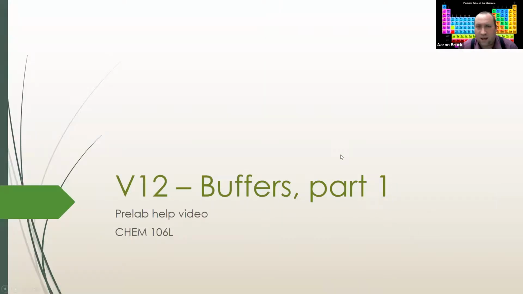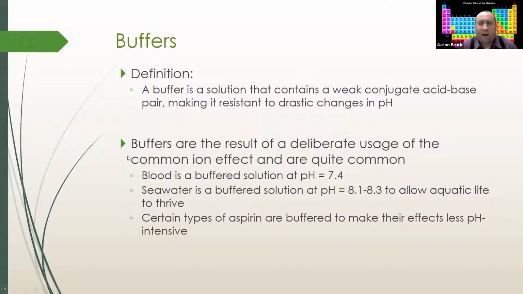So what is a buffer? By definition, a buffer is a solution that contains two things. Those two things are a conjugate acid-base pair, meaning I've got a weak acid and its conjugate base, or I've got a weak base and its conjugate acid. But the key aspect to this is that it has to be a weak pair.